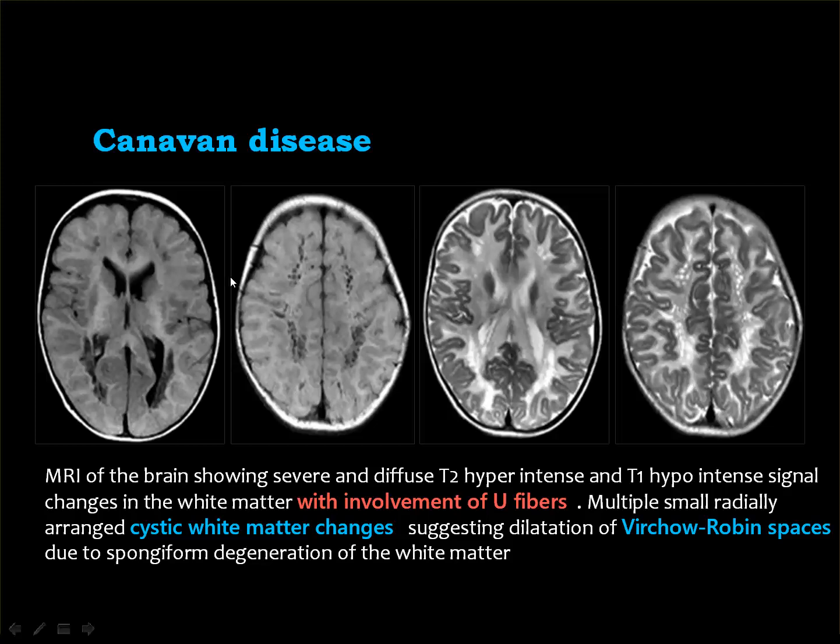Then Canavan disease is the result of an enzyme deficiency which affects the metabolism of N-acetyl aspartate. And the accumulation of N-acetyl aspartate in the brain parenchyma will result in what is known as vacuolated white matter. If you look carefully, you see many cystic changes in the white matter, which are similar to the Virchow-Robin spaces, and the literature may consider them as dilated Virchow-Robin spaces. We'll mention this in the second part of the talk.